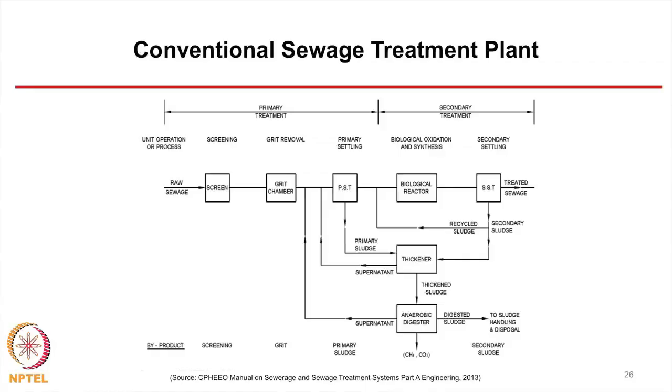So conventional treatment goes in two stages, primary and secondary, okay. And in primary treatment, we have the unit operations or processes of screening, grit removal and primary settling, okay. So in the primary treatment, we take care of mostly the suspended load of particles, okay. So suspended load meaning, will it remove some BOD? Will it remove some BOD? How come? So some portion, right? Because even if it is suspended, it can be organic, right? So it will exert some BOD on the system.